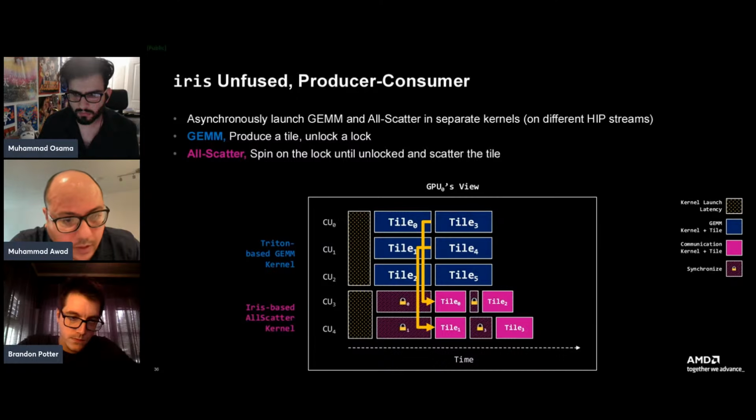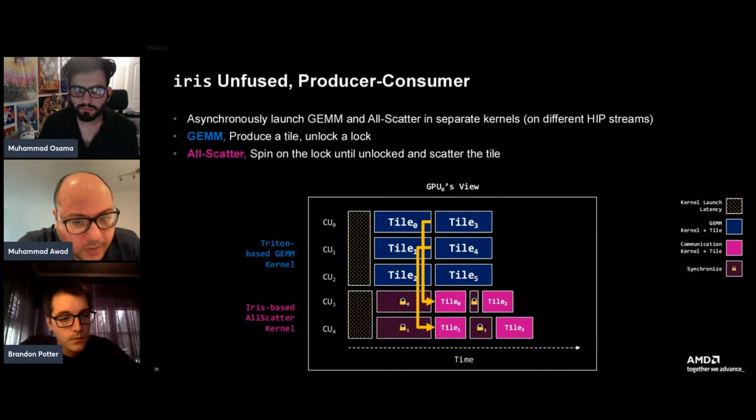So once you launch the kernel, obviously here you're launching two kernels on two different streams to establish concurrency. The kernel that is doing the gem, that is producing the data, produces tile 0, tile 1, tile 2. The communication kernel, if you see here, is just sitting, spinning, waiting for the tile to be produced. And once they are produced, they consume it. So you see here the arrow with the yellow. Once tile 0 is ready, the lock is ready to be acquired, and the communication kernel consumes tile 0.